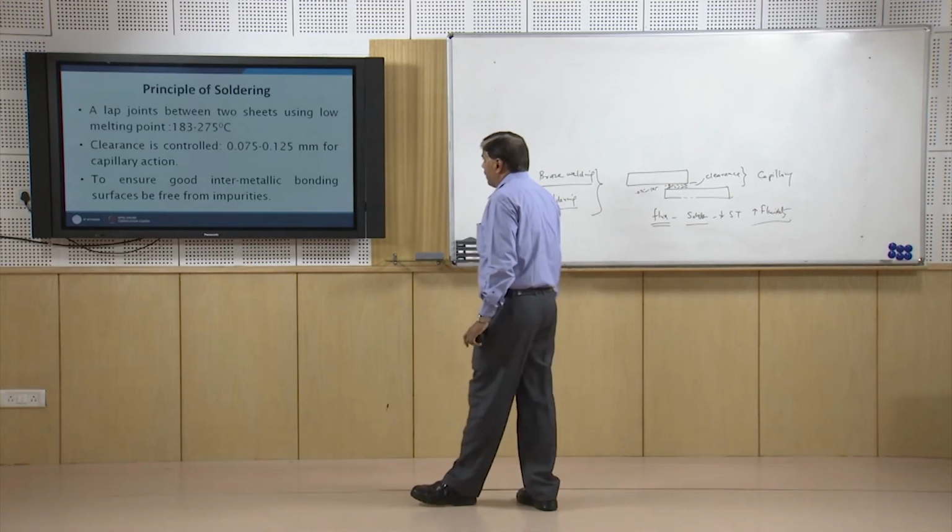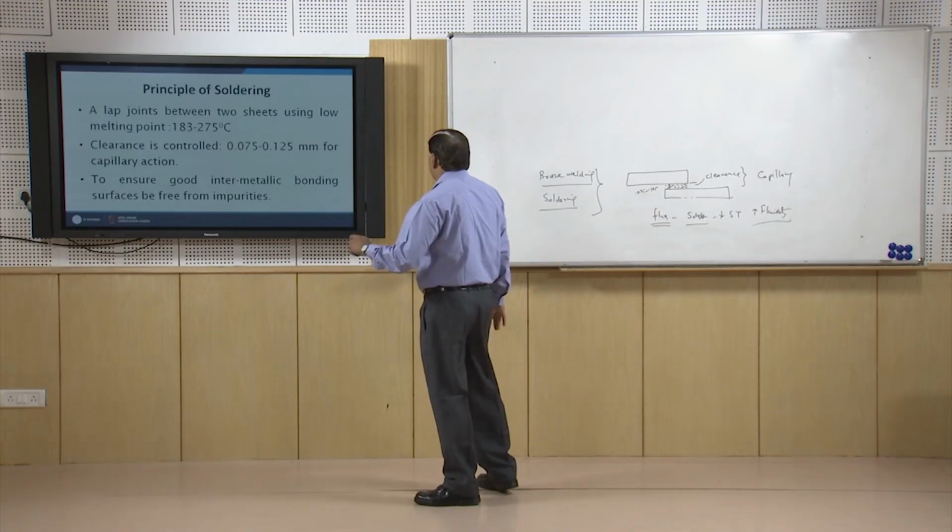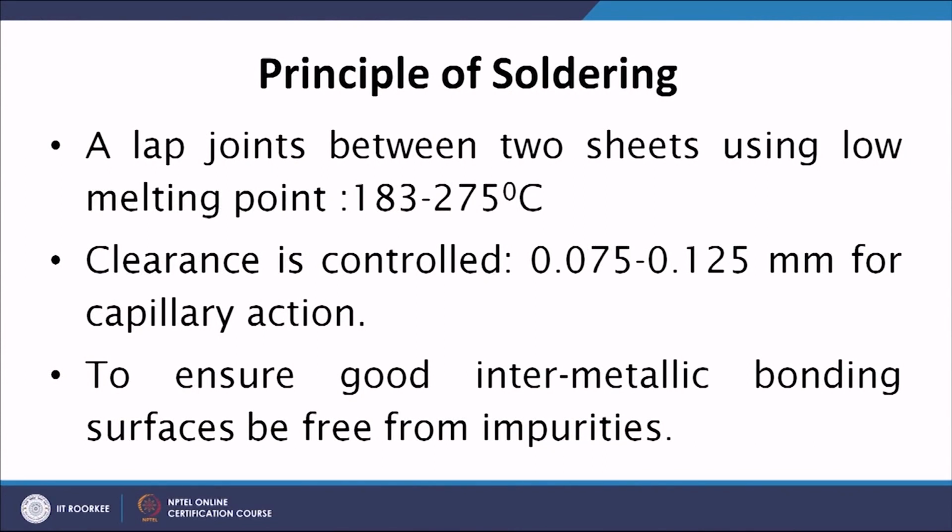So, lap soldering is mainly done in a lap joint configuration between the sheets, for developing joints using a low melting point material having a melting temperature range of 183 to 175 degrees centigrade. Very close control over the clearance is maintained, especially for achieving capillary action, so that the solder gets distributed uniformly, and to ensure good intermetallic bonding the surfaces must be free from impurities.